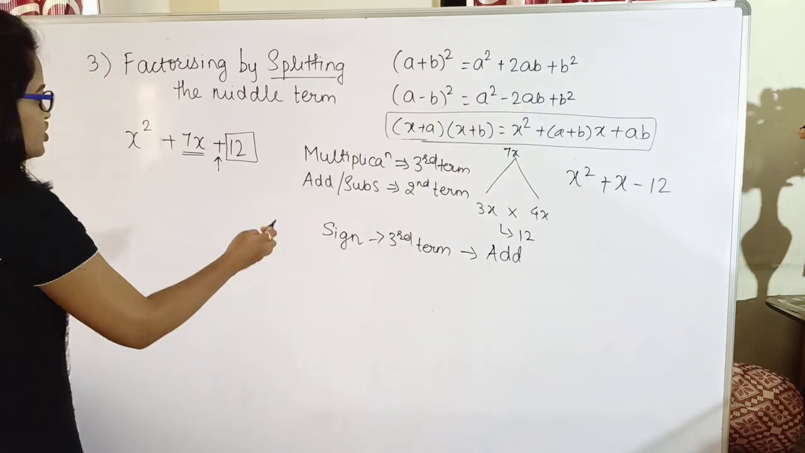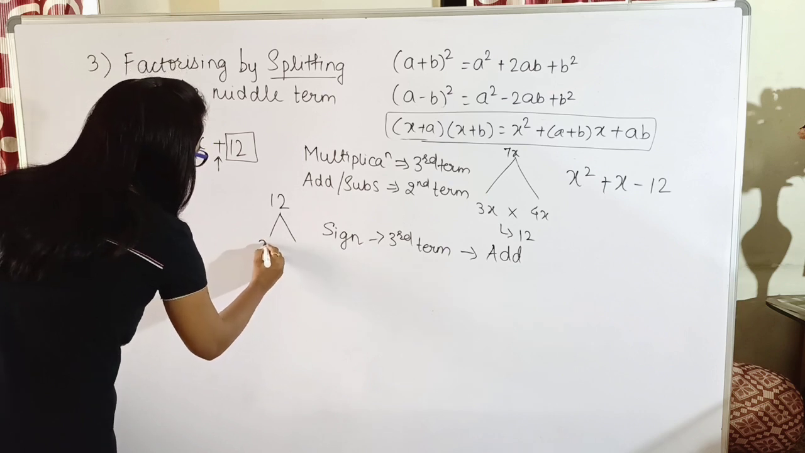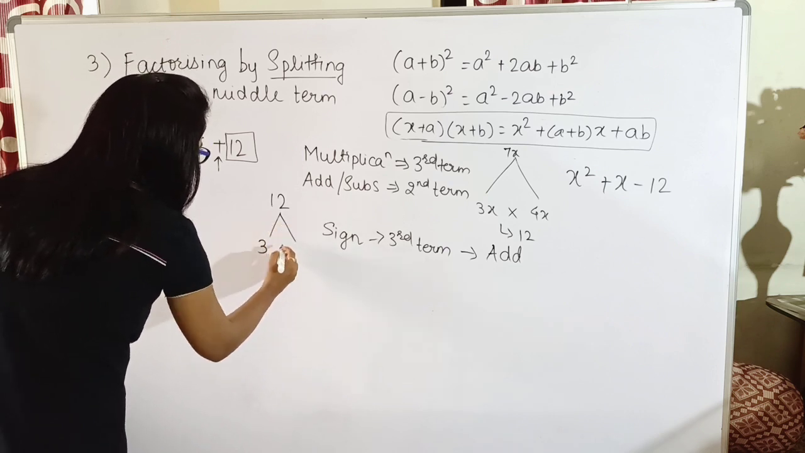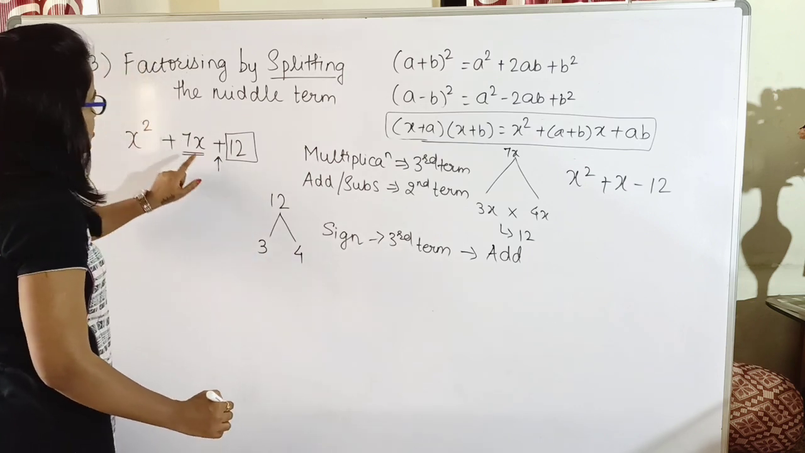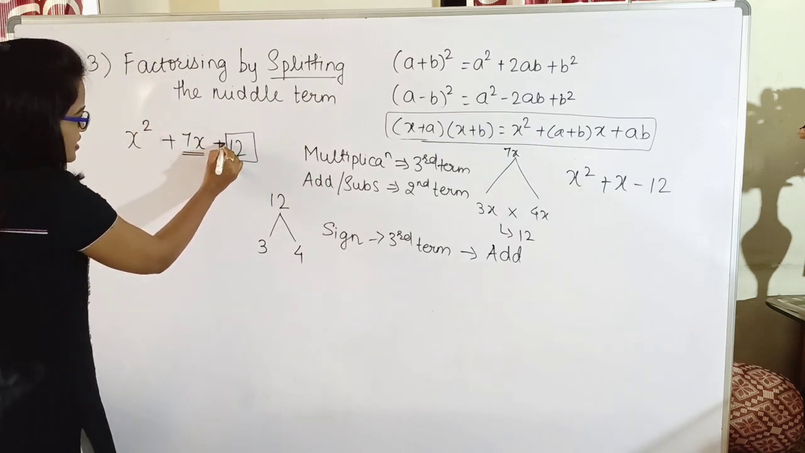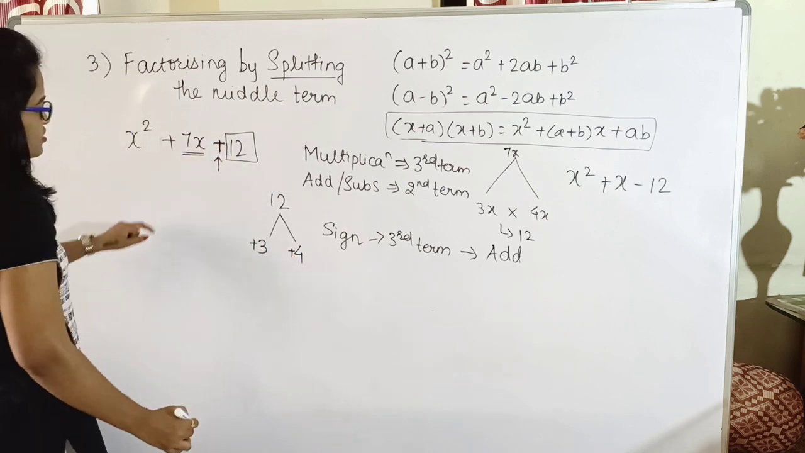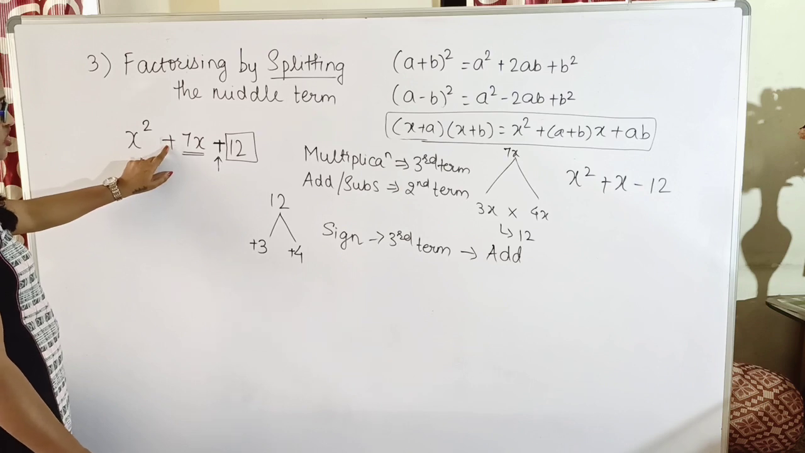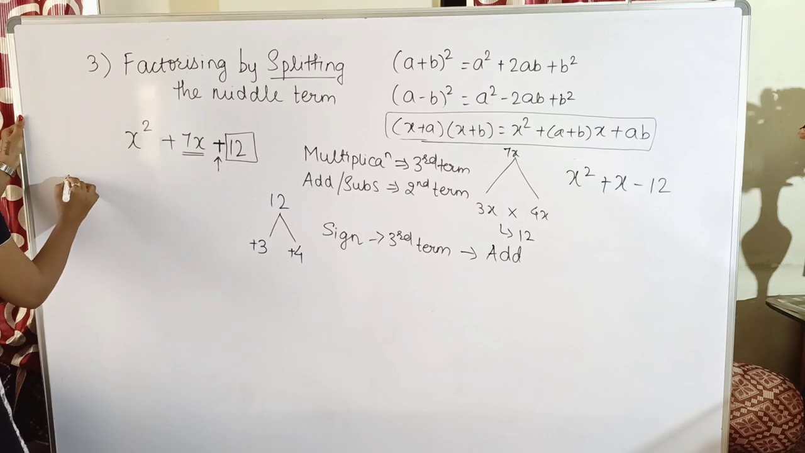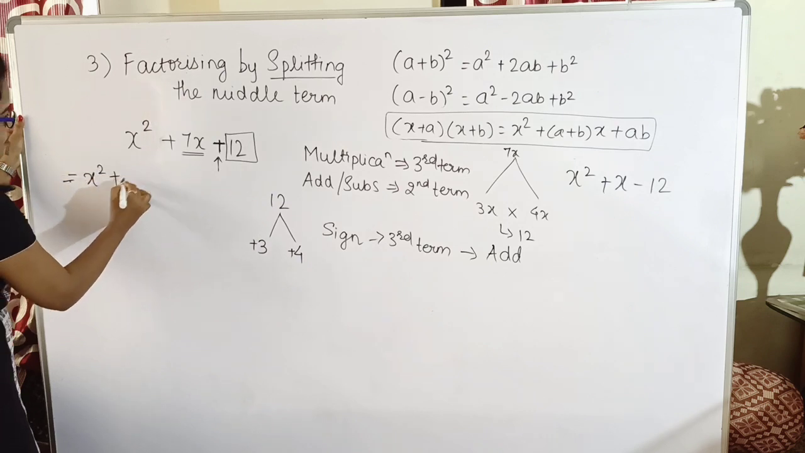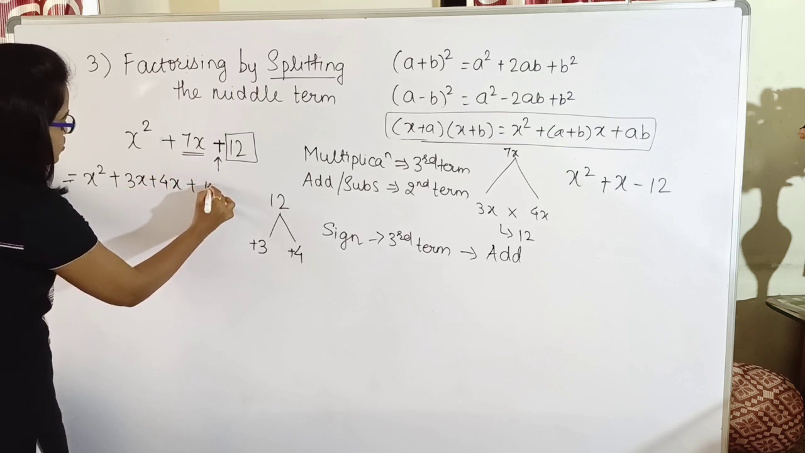Which means that 12 has to be split into factors. The factors of 12 are 3 and 4, and the addition of 3 and 4 is 7. Since the sign of the third term here is plus, it means I will be adding these two terms. This plus sign tells you what sign of the factors you are taking. So now let us write down, which gives me x square plus 3x plus 4x plus 12.